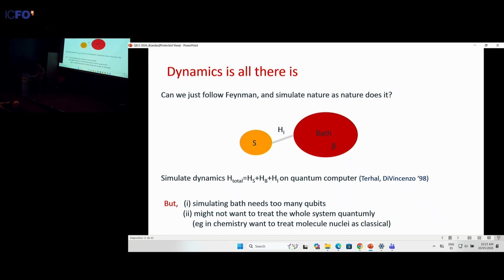And second, and I think that's very important, if you want to understand some chemical reaction, how do we usually do it? Well, we treat the electrons quantum mechanically, but we don't want to treat the nuclei quantum mechanically, because they're very heavy, they're classical. So for the nuclei, we want to do molecular dynamics classically, and for the electrons, we want to do density functional theory or quantum Monte Carlo, quantumly. And if you take this approach, it's unclear how you break quantum and classical with this bath. So we might not want to treat the whole system quantumly. That's another limitation of just doing dynamics all the time.